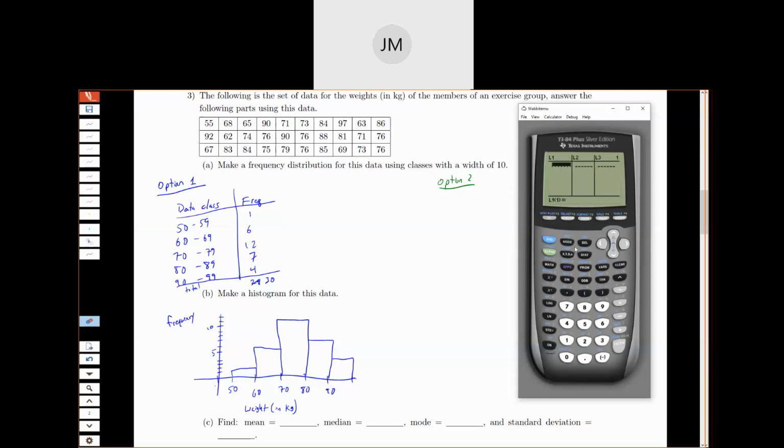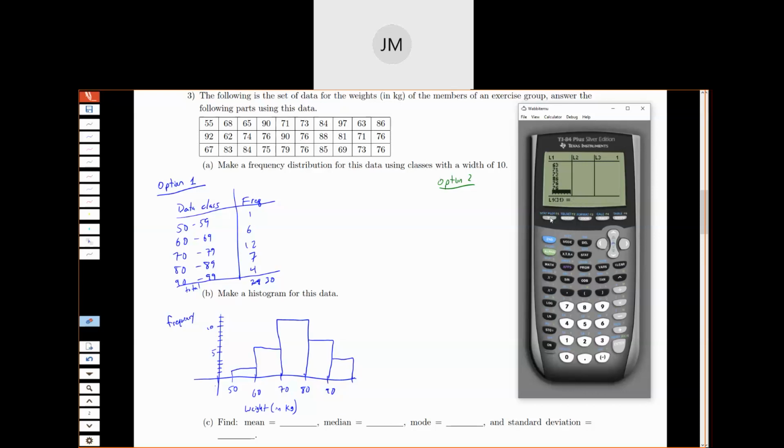I'm just going to go top down, but the order here doesn't matter. So I'm going 55, 92, 67, then I start at the next column, 68, 62, 83. But you could have done a row first, and again, as long as you get all of the data values in there, you'll be fine. Okay, so I have all the data values.